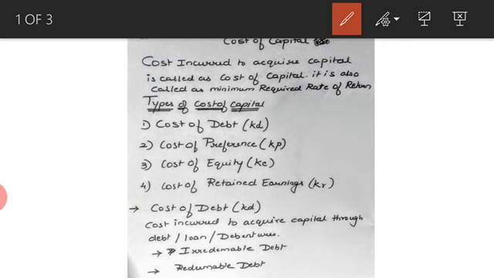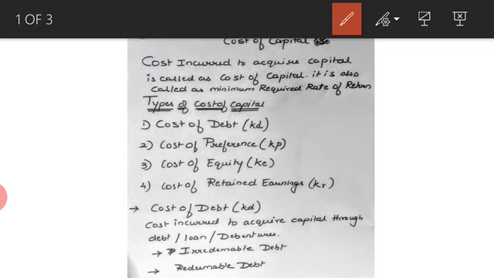Before going to that, the cost of capital is also called the minimum required rate of return. That is the minimum rate that any project should earn, because it is the cost that you incur, and whenever you invest in a project, the returns that you are going to get from the project should be more than the cost. So the cost of capital is also called the minimum required rate of return on investment, which is very important.